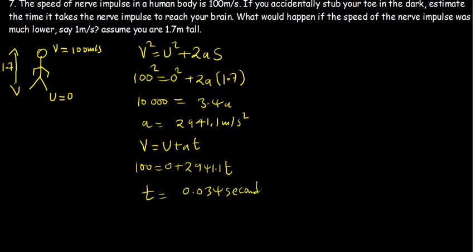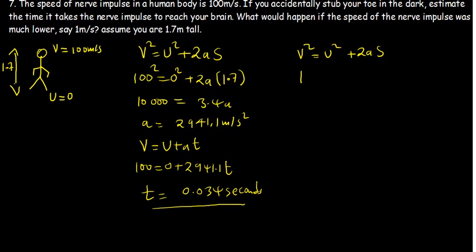This is the time that is going to take for the impulse to reach the brain. Now, what would happen if the speed was much lower, say 1 meter per second? So if it was like that, let's first determine the acceleration. Final velocity squared is equal to initial velocity squared plus 2 acceleration times distance. So final velocity is 1. That is the one we're talking about.